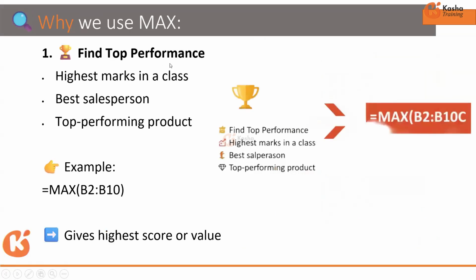And why do we use maximum to find the top performance? If you have any data, it will check that data and give you the top performance. It gives you the highest mark in a class, the best salesperson, the top performing product. So you can figure it out and then plan your strategy based on this.